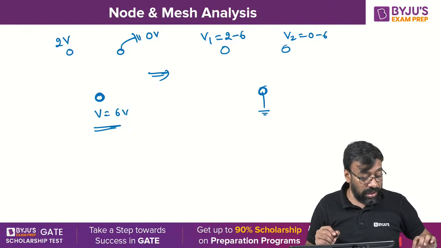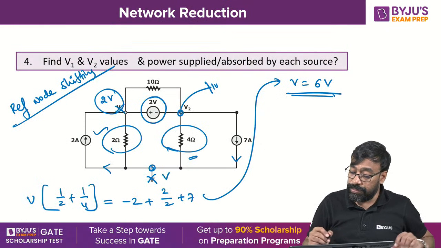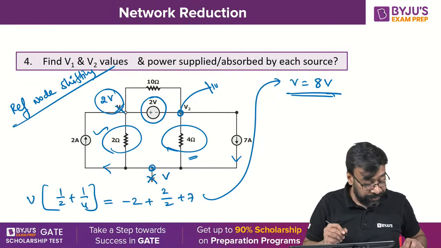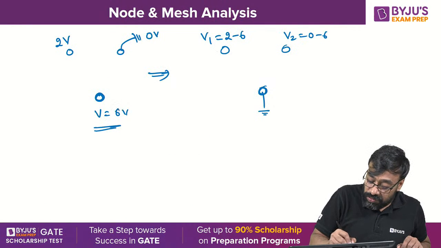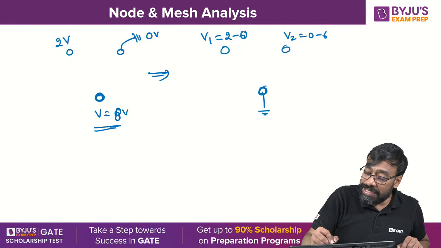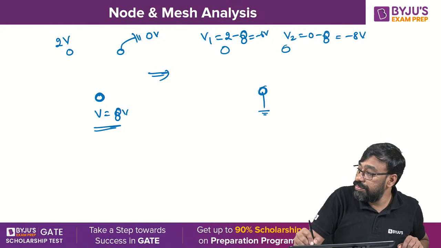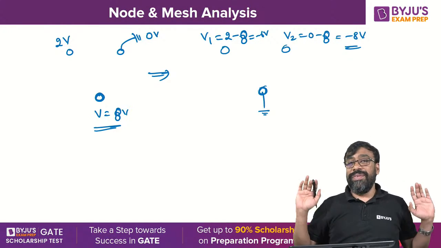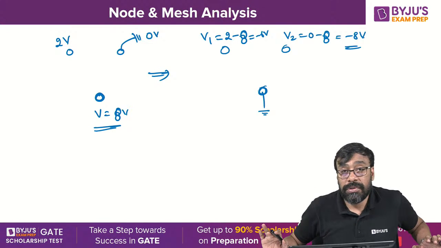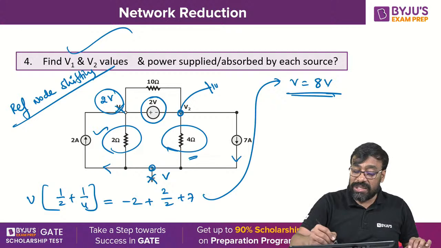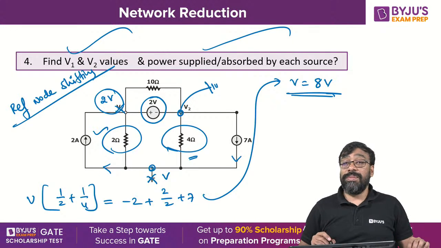Oh, I'm sorry, actually you're getting 8 volts. You're getting 8 volts. Please correct it. This is 8 volts now. So 2 minus 8 is minus 6 volts. This is minus 8 volts. Is it clear? So V1, V2 values you got already here. Find V1, V2 and also find the power supplied or absorbed by each source.